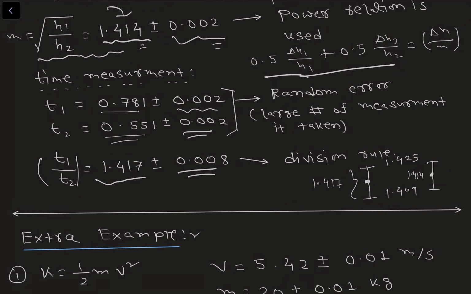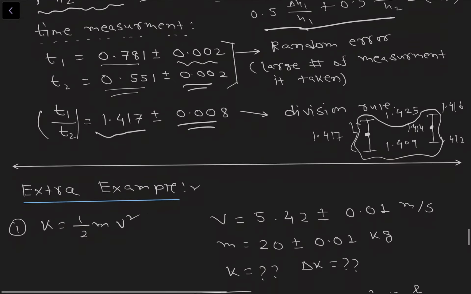Average was 1.414, and the maximum was 1.416, and minimum was 1.412. So this is matched within this error bar. So we can say our dimension analysis was right. The dimension analysis predicted correctly.